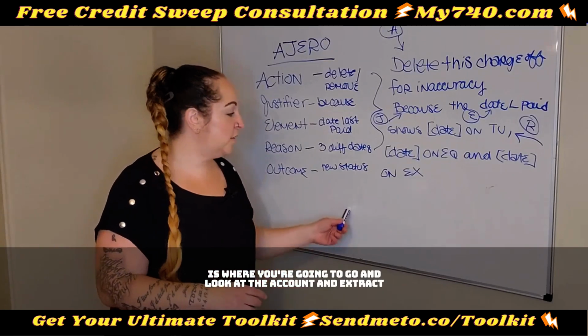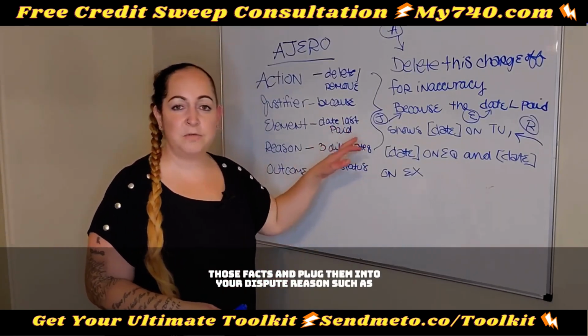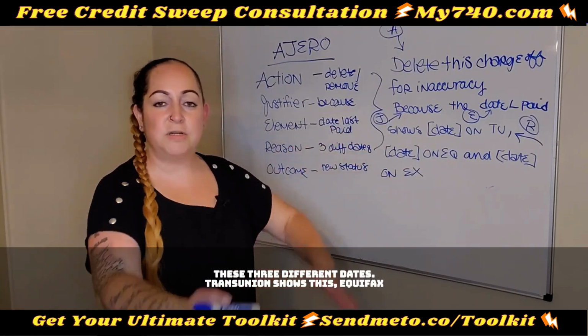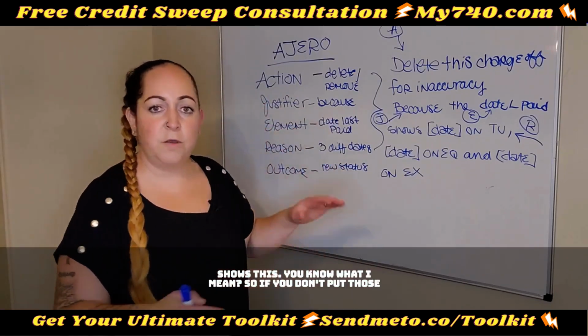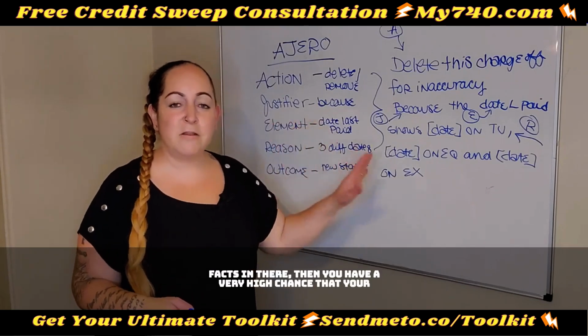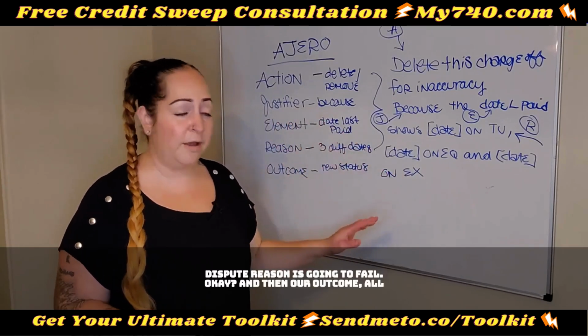This is where you're going to go and look at the account and extract those facts and plug them into your dispute reason, such as these 3 different dates. TransUnion shows this, Equifax shows this. You know what I mean? So if you don't put those facts in there, then you have a very high chance that your dispute reason is going to fail, okay?